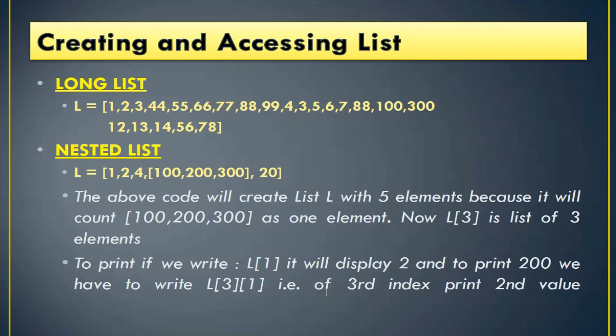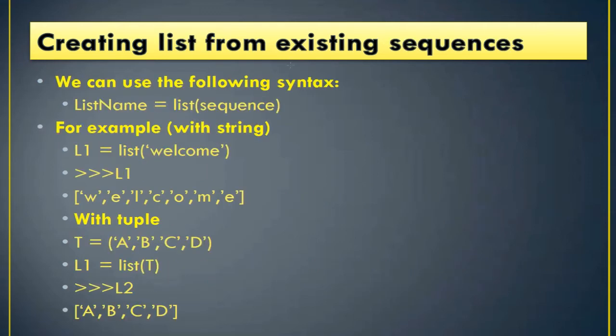Okay, next, creating list from existing sequences. If you have some sequence, then how do you create a list from it? We can use the following syntax: list name equal to list of sequence. Now L1 equal to list of welcome, so it will display welcome character-wise, like W, E, L, and so on.